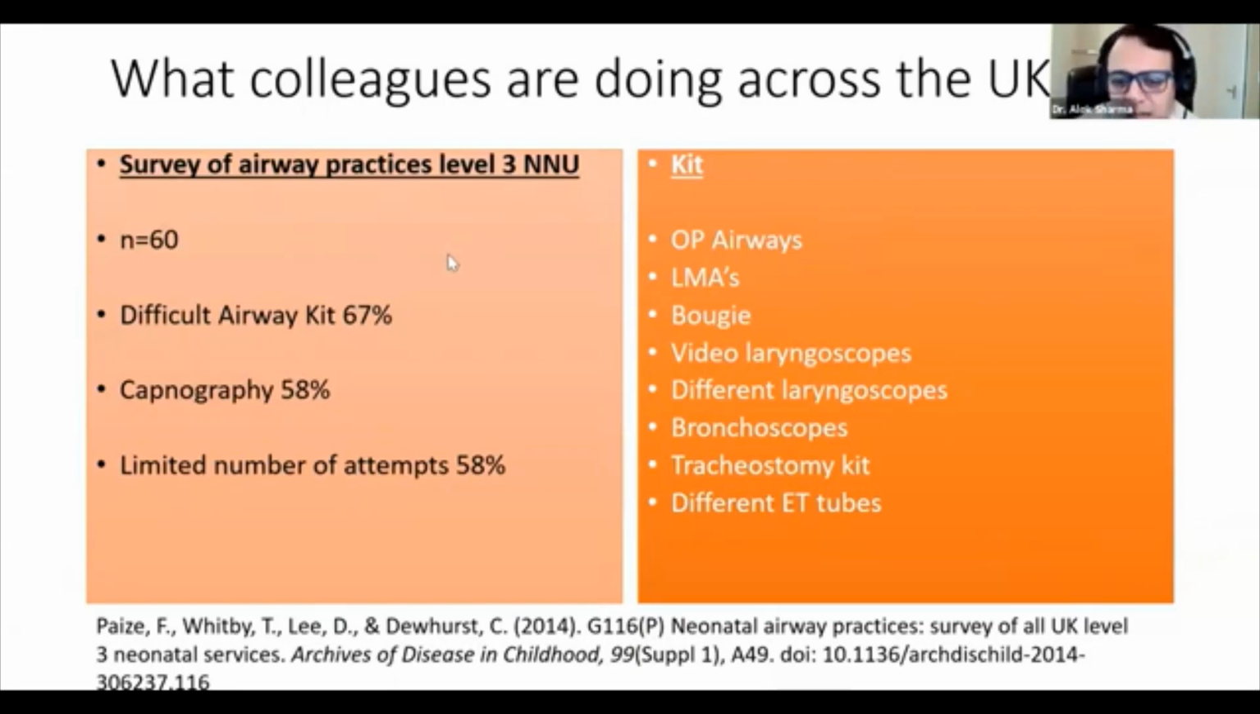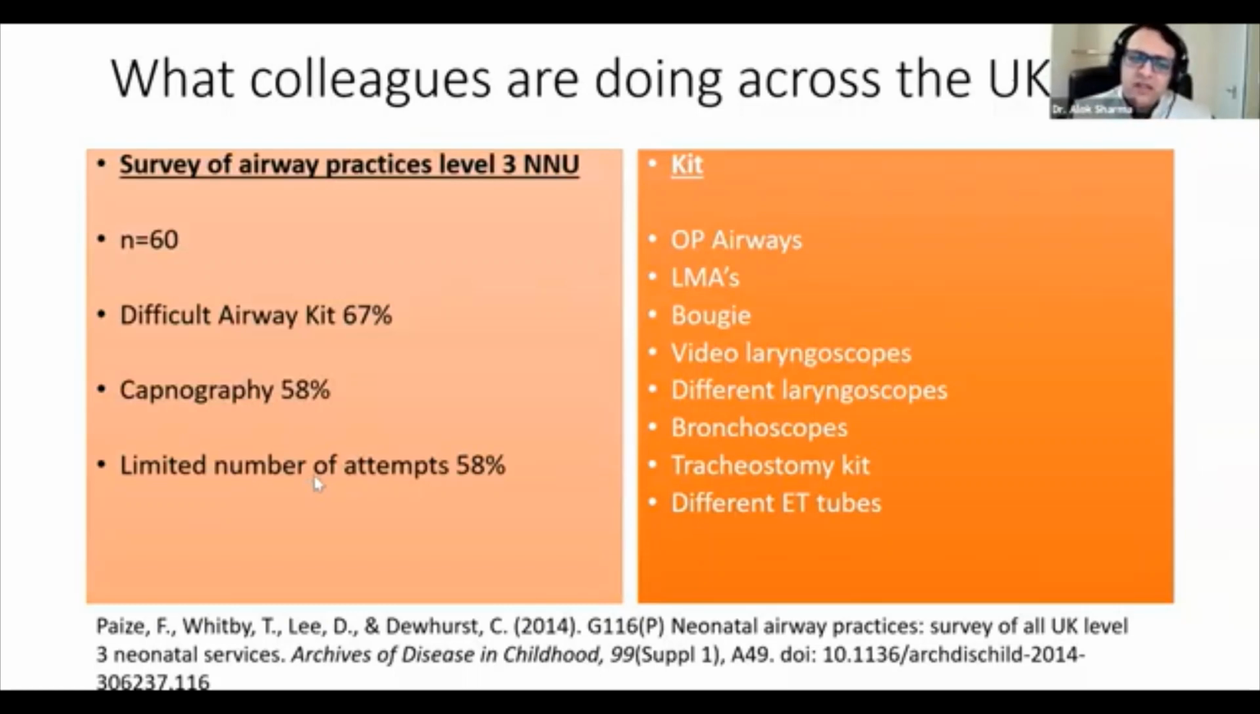So in 2014, Fawzia Pays from Liverpool Women's Hospital actually did a survey of all the 63 tertiary neonatal centers in the UK. And what was very interesting was that only 67%, that's 2/3 of these centers, actually had a difficult airway kit. Less than 2/3 actually used end-tidal carbon dioxide or capnography to actually detect that the endotracheal tube was in the right place. And none of them actually looked at limiting the number of attempts. So the 2/3 of units who didn't use capnography did not have any guidelines for limiting number of attempts.